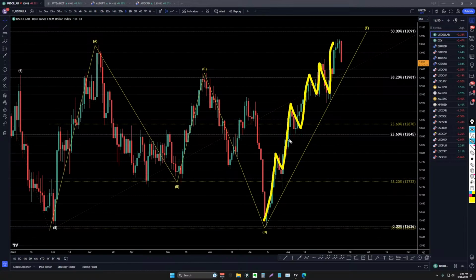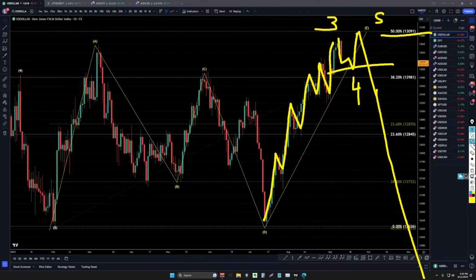I actually think that even though this is not the third wave, it is what I would consider a wave 3, and that this move down is probably going to be a wave 4. It's probably going to go up at least one more time for wave 5, probably hit that 50% fib level, and then go down, then break structure, and then continue the downtrend.